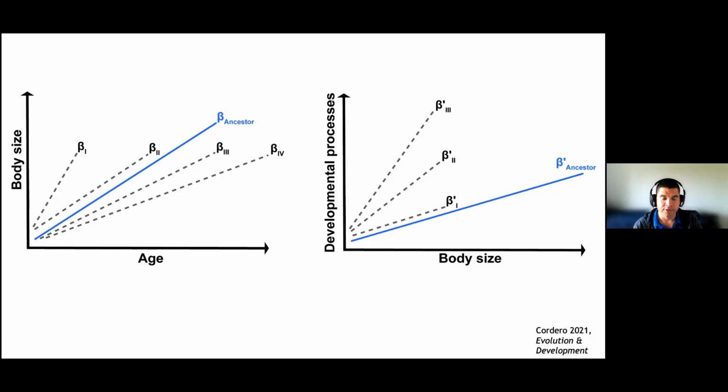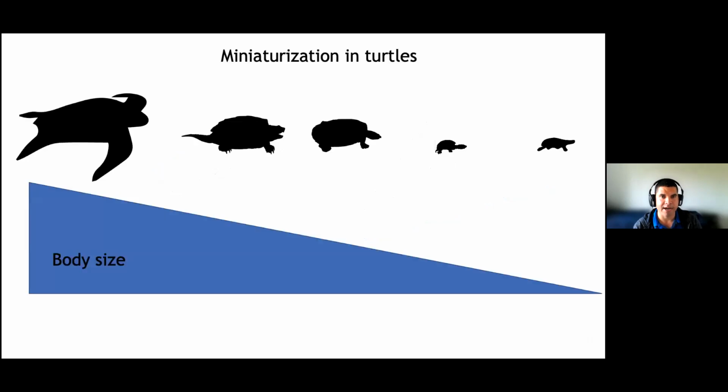And so to test these scenarios, I decided to focus on body size evolution in turtles. The largest living turtles are marine turtles. They're related to a clade of freshwater species from the New World that have undergone body size reduction gradually. That's the hypothesis that we wanted to test.